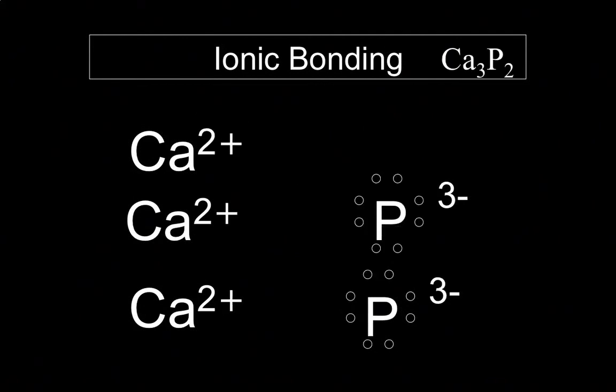This formula becomes Ca3P2 because there are 3 calcium atoms and 2 phosphorus atoms.